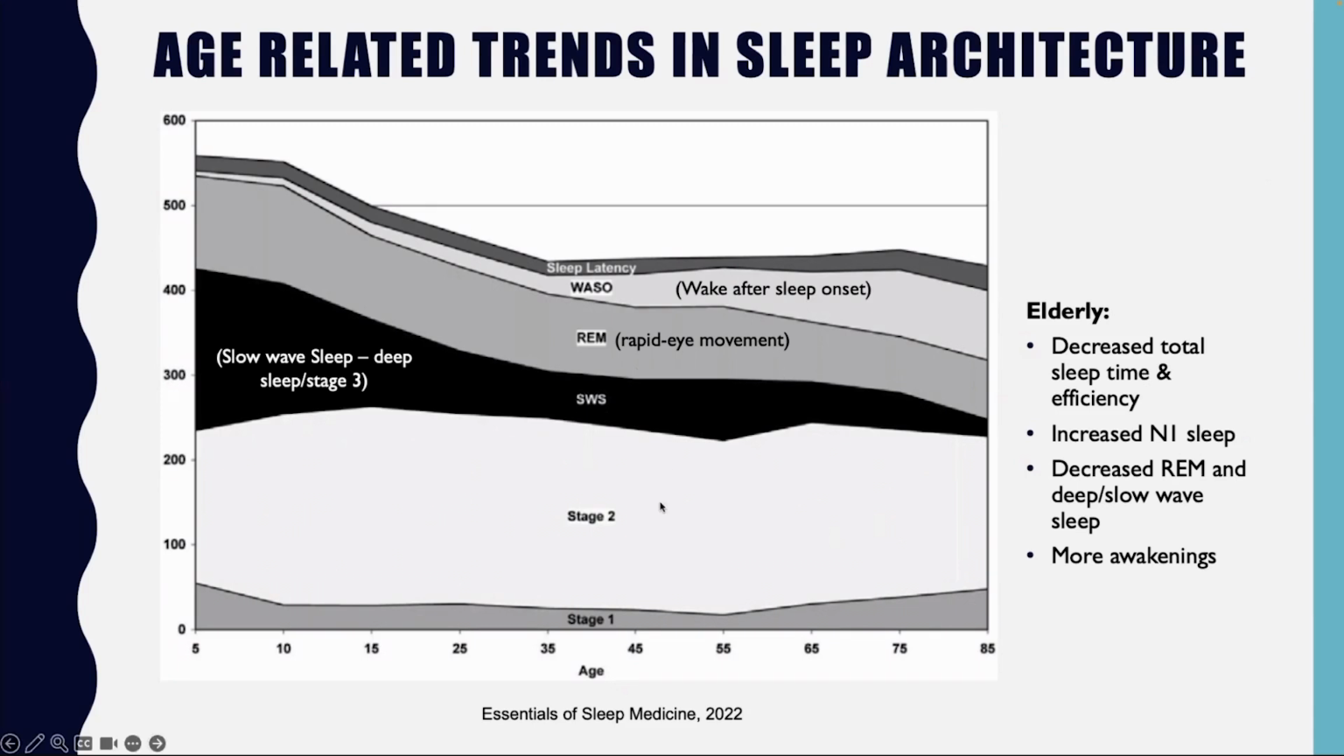I just wanted to show you this graph to let you know that some of these changes that you may encounter in your practice are actually a normal part of aging, such as increased wake after sleep onset, more awakenings, and decreased deep sleep or slow wave sleep. It's really important to educate our patients about this because this is a normal part of aging.